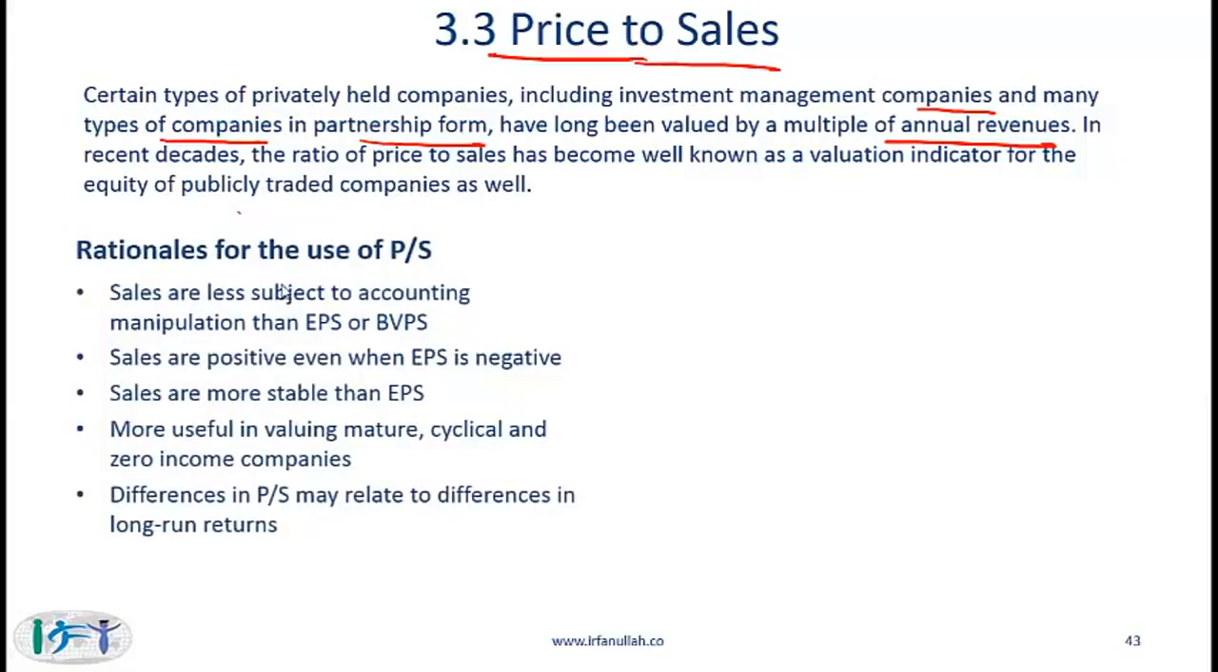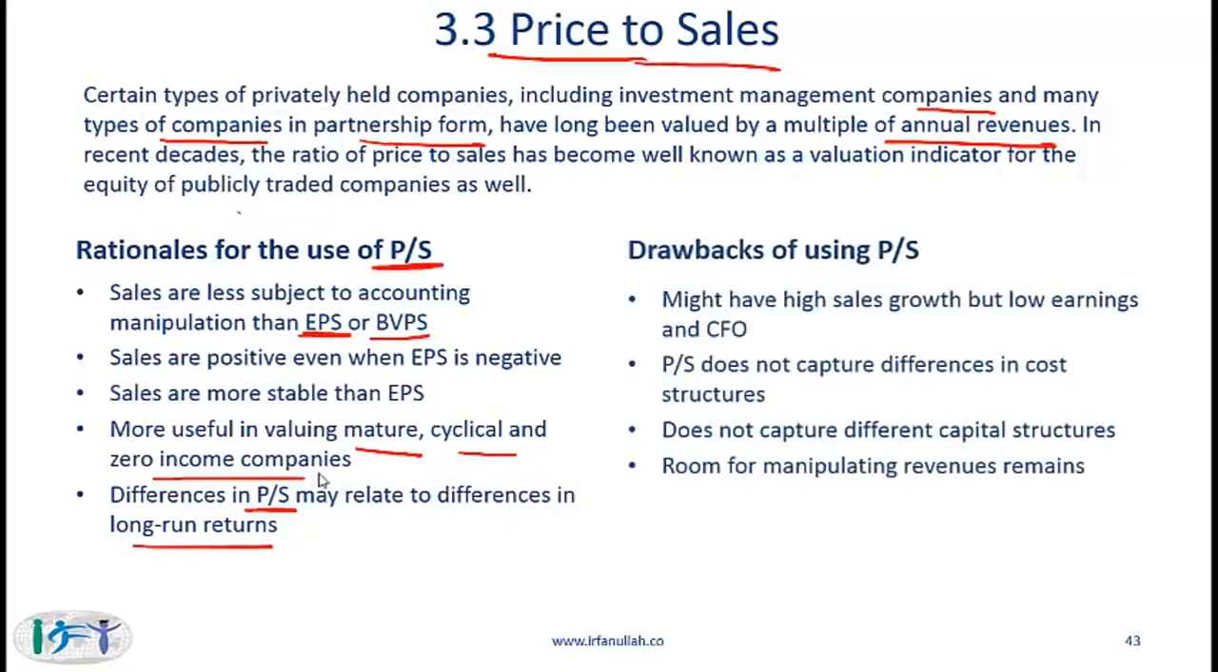What are the rationales for using price to sales? Sales are less subject to accounting manipulation than EPS or book value per share. Sales are positive even when EPS is negative. Sales are more stable than EPS. I'm not giving any explanation here because these items are fairly obvious. More useful in valuing mature, cyclical and zero income companies. And finally, differences in price to sales may relate to differences in long run returns. So all fairly straightforward.